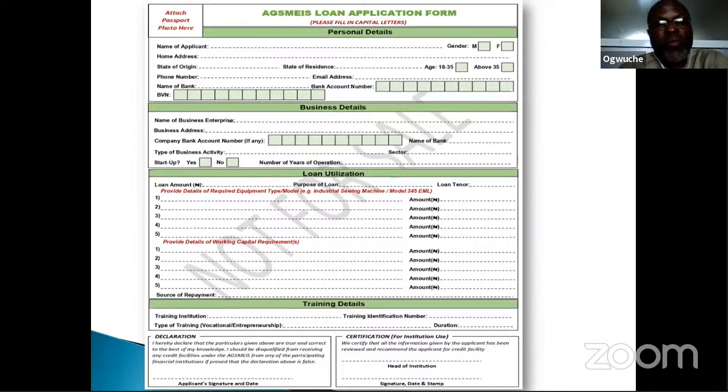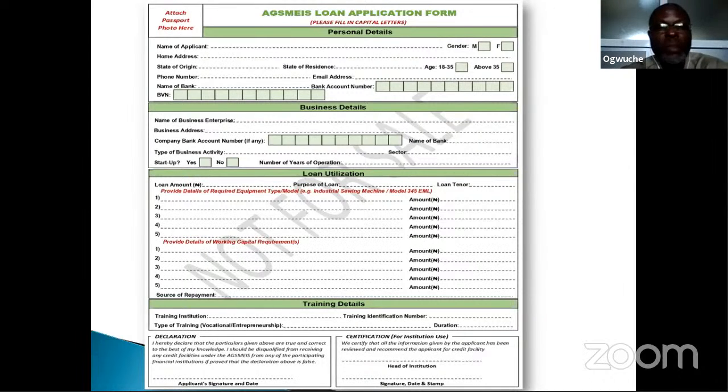All right, first, name of applicant. You give us your full names, and then the gender, male or female. Home address, as in the previous one also. State of origin and state of residence, and then age bracket. State of origin and state of residence could be different here. You could be from Kaduna State and resident in Kano State, or from Kaduna and resident in Kaduna State. That's what it simply means.